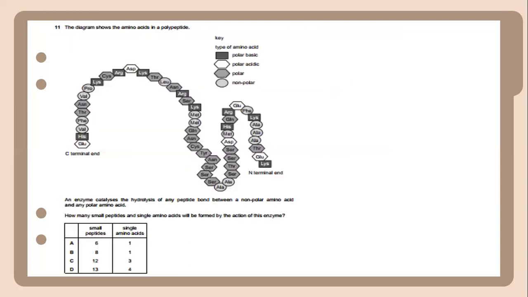Number 11, the diagram shows the amino acids in a polypeptide. An enzyme catalyzes the hydrolysis of any peptide bond between the non-polar amino acids and any polar amino acid. How many small peptides and single amino acids will be formed by the actions of this enzyme? The answer will be G. Small peptides will be 13 and the single amino acids will be 4.